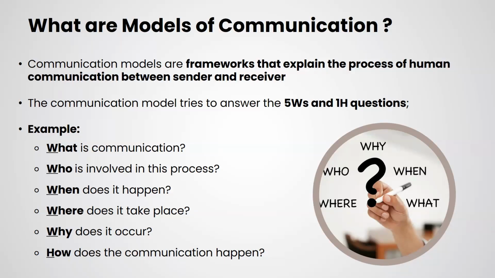So basically, these models try to answer what the communication is about, who is involved in the communication process, when it happens, where it takes place, why it takes place, and also how the communication happens. I'll give an example of one framework of how communication happens. Let's say you want to write a poster to put on the board. So you have put a poster on your board there. The recipient of the message cannot provide feedback on that poster. So it is basically one-way communication.